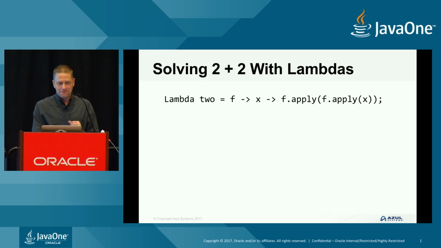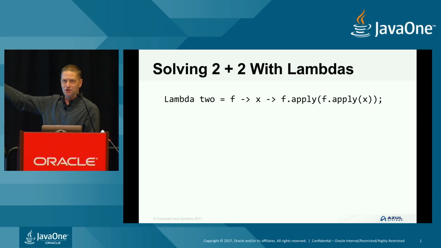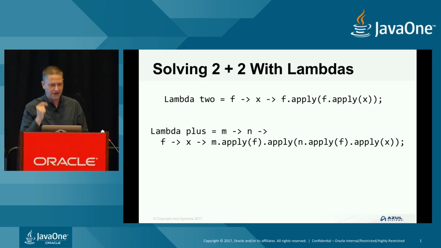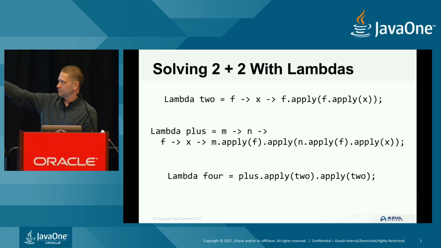Right, so we know the lambda for 2 is apply the function twice recursively. So that's straightforward: f, x, f.apply of f.apply of x. And we know that the lambda expression for plus is m, n, f, x, and so on. Right, we need to combine these two. And interestingly, we can do that by simply saying, and this is Java code, lambda 4 equals plus, which is our lambda expression, and then we apply to that 2, and we apply to that 2. So we're calling it recursively twice with 2 values 2.